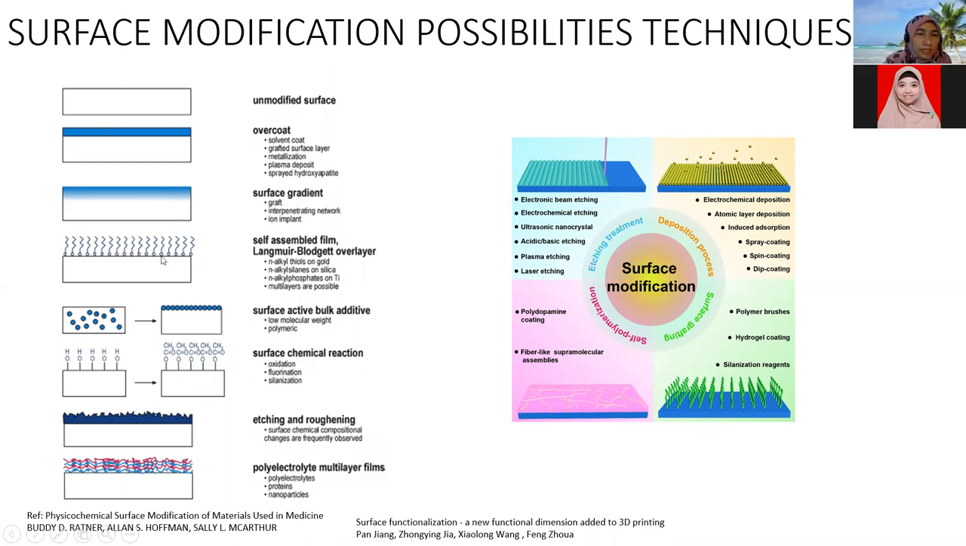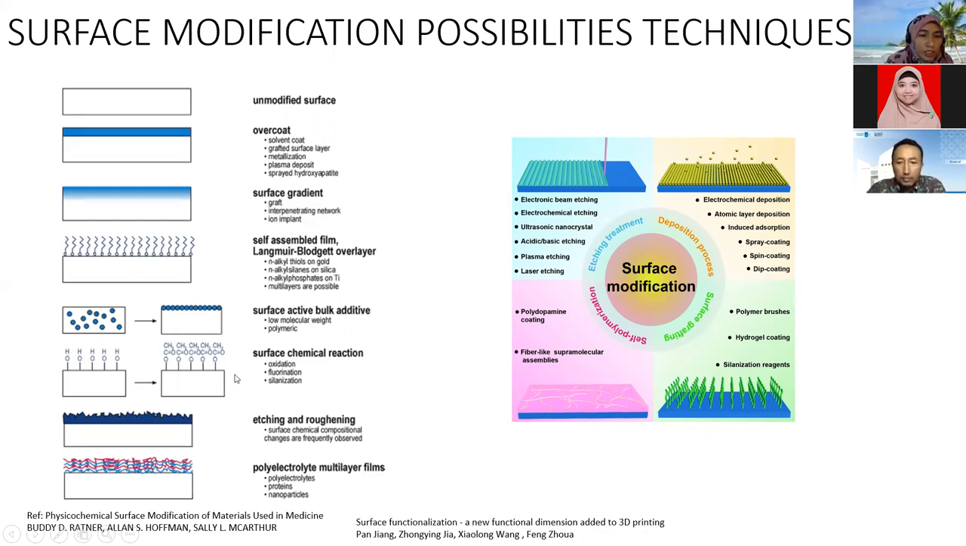This is self-assembled film. This is self-assembled film by Langmuir-Blodgett overlayer. This is by the chemical reaction that has been done on the surface, how this polymer can tangle on the top of the surface, by self-assembly technique. So surface active bulk additive, low molecular weight, this is the polymer.